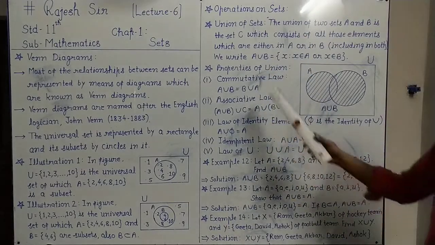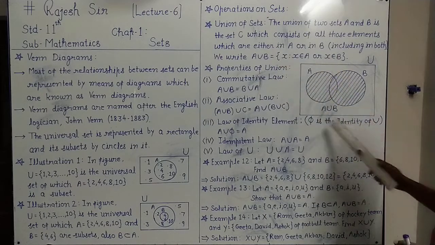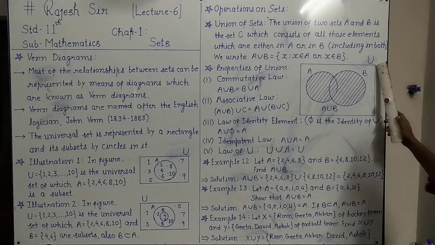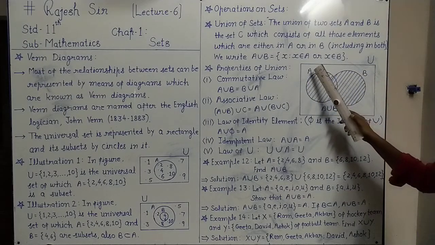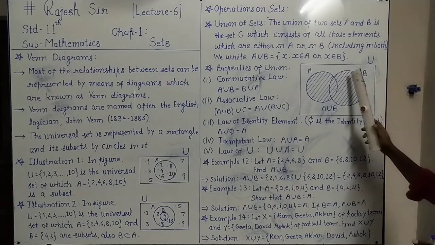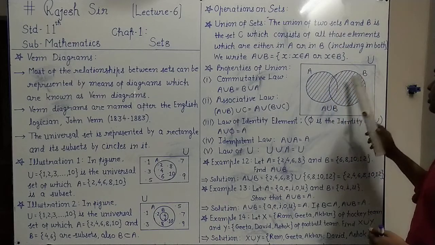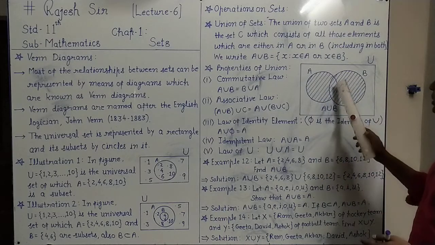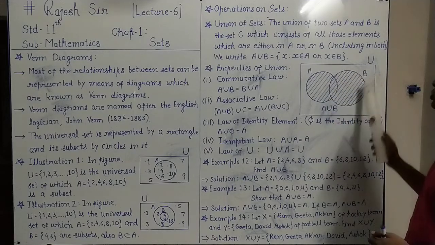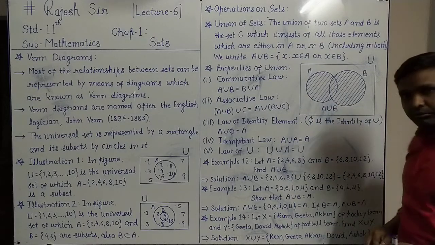Now we also have some properties of union. Before that, we have shown A union B in a Venn diagram. This rectangle shows the universal set, this circle shows the set A, and this circle shows the set B. If we consider all the elements of A, the whole circle of A, and the whole circle of B, along with the intersection, the common elements of both, then this whole shaded portion shows A union B.